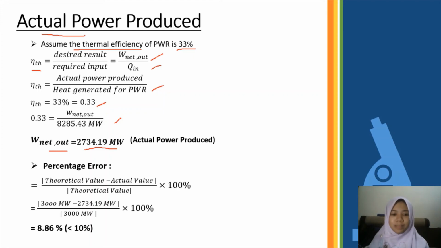And to calculate the percentage error, to compare the theoretical value, which is 3,000 megawatt, and the actual value, we will get the percentage error of 8.86%, which is below 10%.